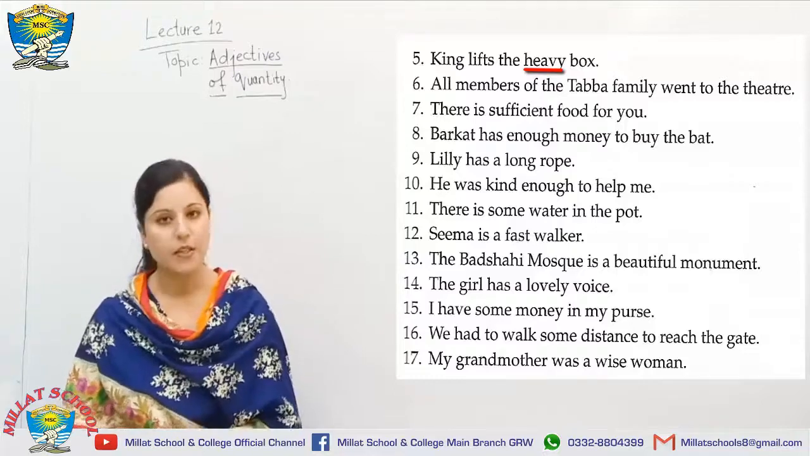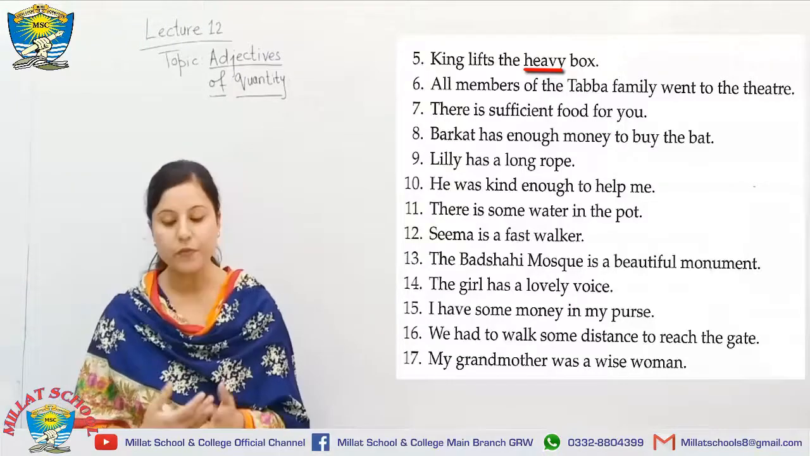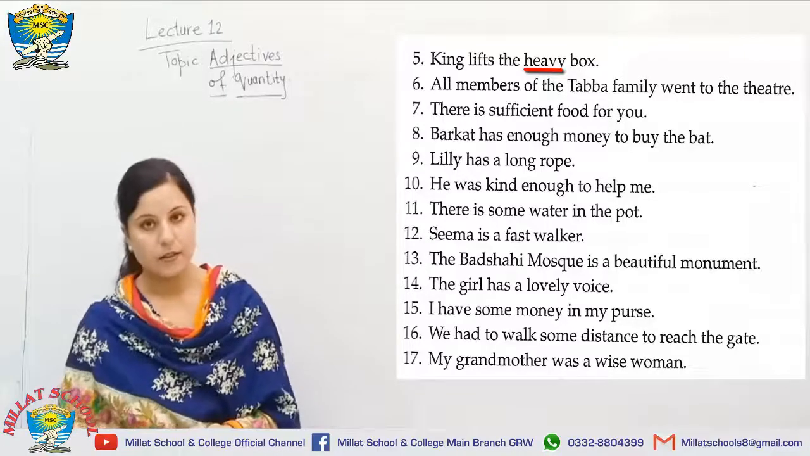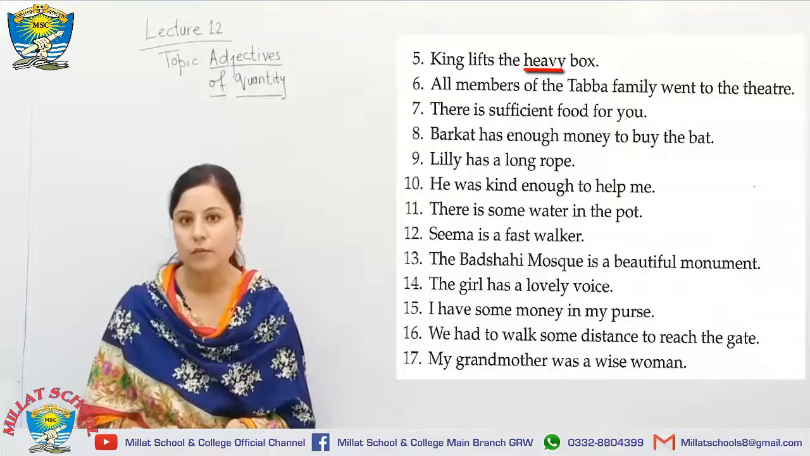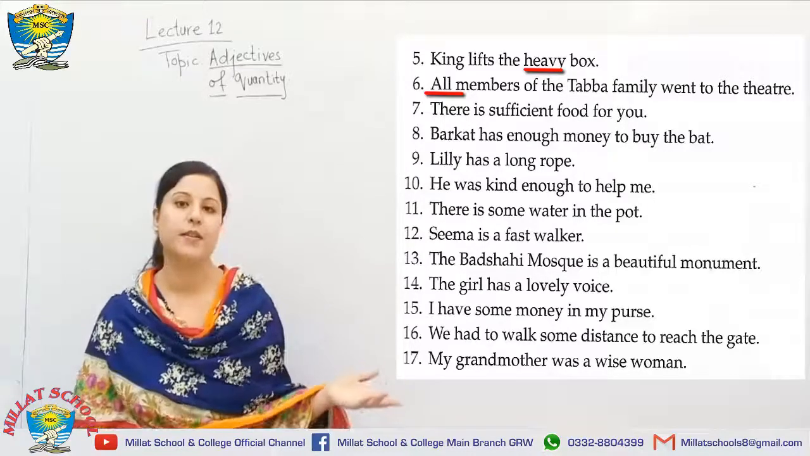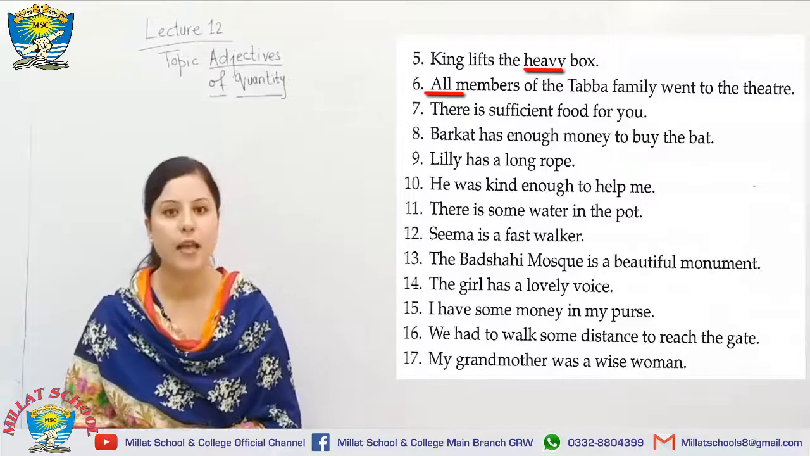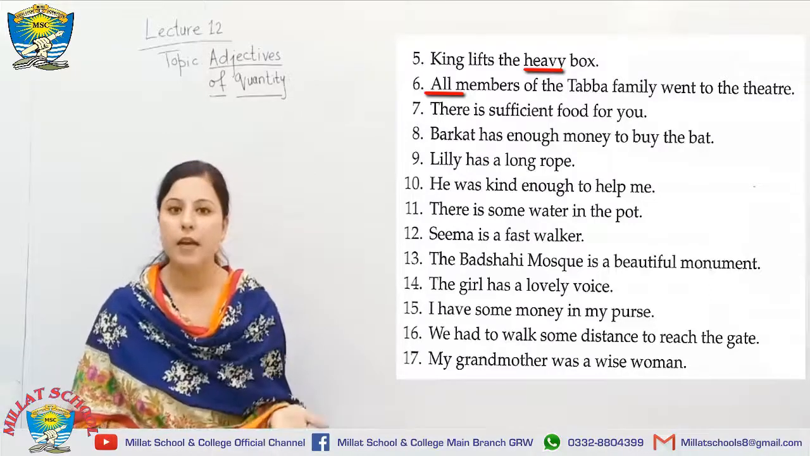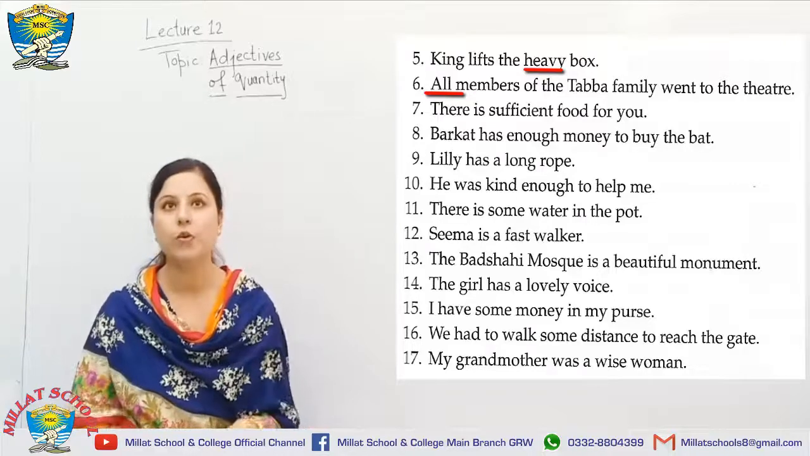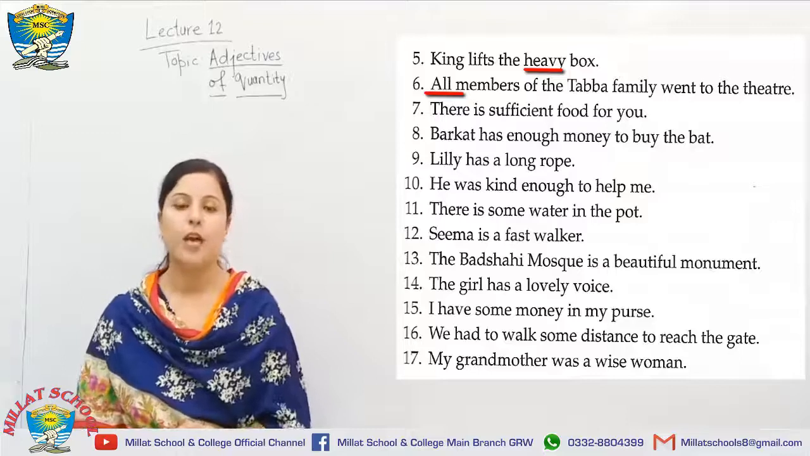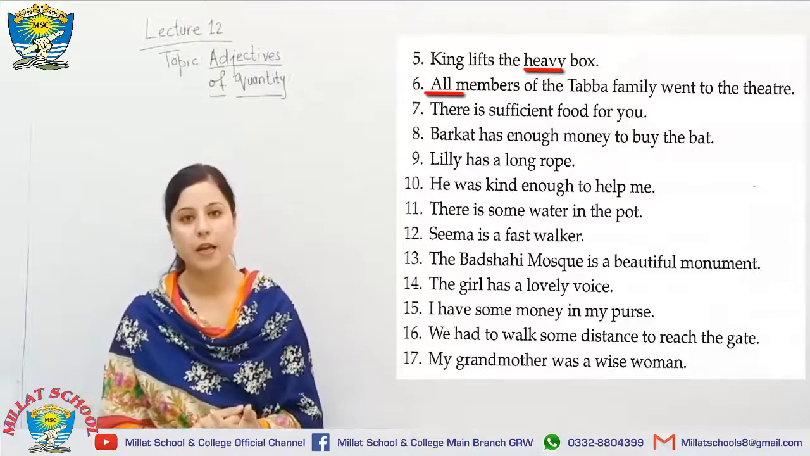Let's see number 6. All members of the Taba family went to the theatre. Where have they gone? To the theatre. But how many? All the members. So it means that all is again your quantity, but it's indefinite. You are not able to count all the people. We don't know the exact number of it. So the rest of the sentences will be done by you yourself.